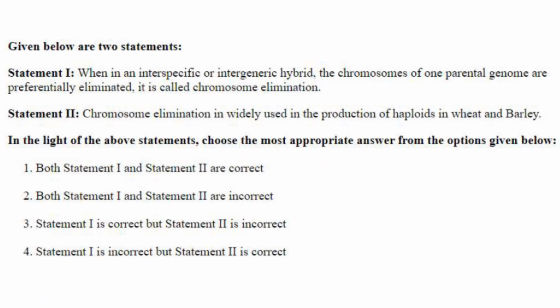Then next one. When in an interspecific or intergeneric hybrid, the chromosomes of one parental genome are preferentially eliminated, it is called chromosome elimination. We just read that in cereals like wheat and barley, chromosome elimination is used. That was one of the previous questions. Chromosome elimination is widely used in the production of haploids in wheat and barley. So statement 2 is also correct. So both statement 1 and statement 2 are correct.